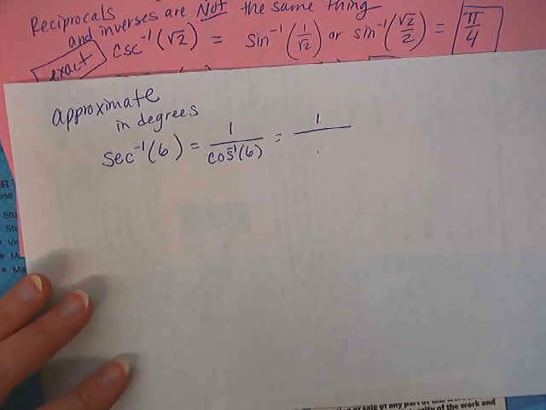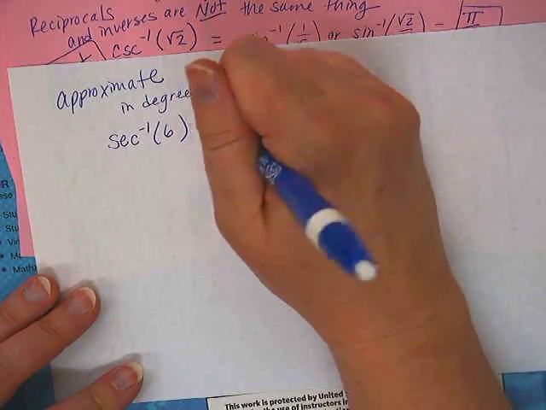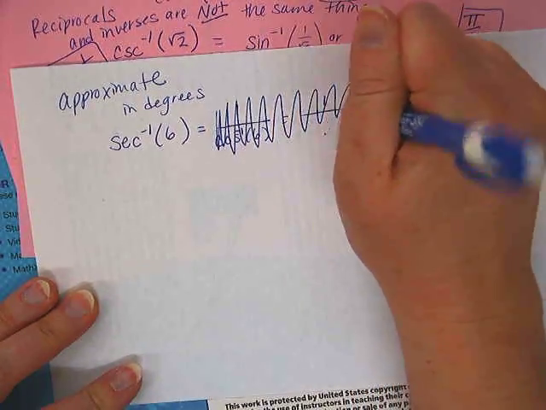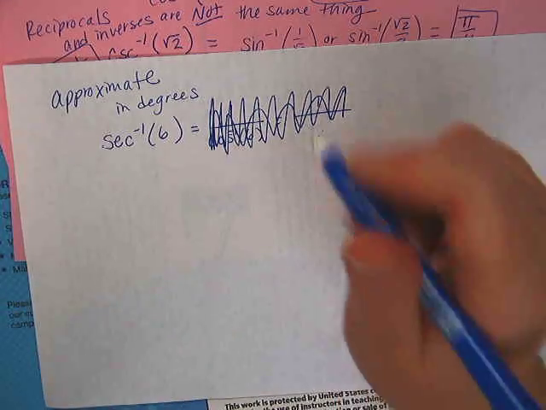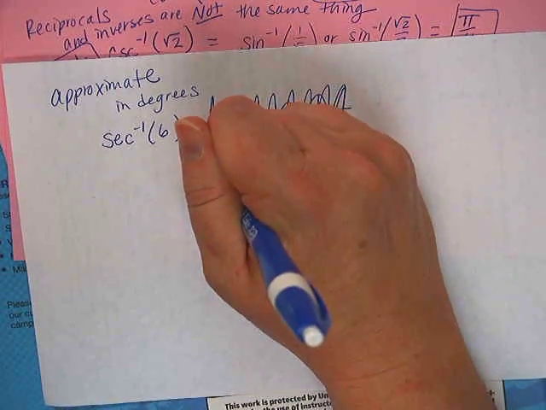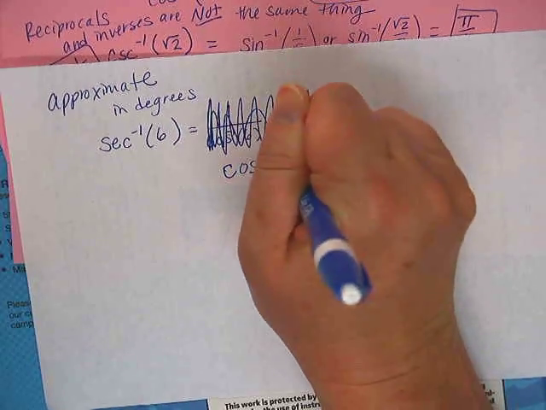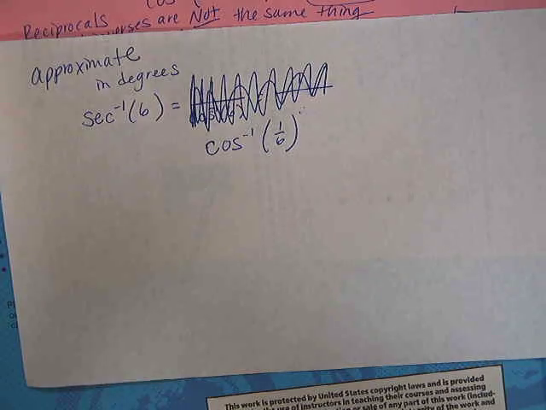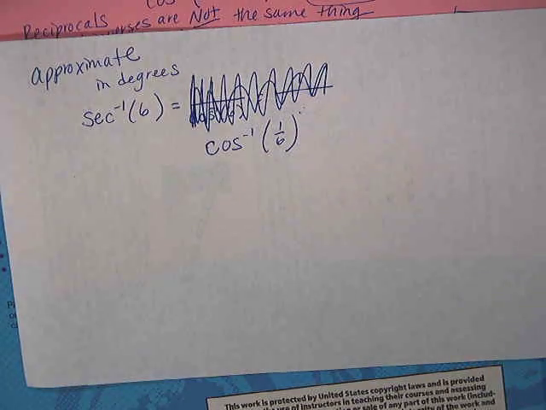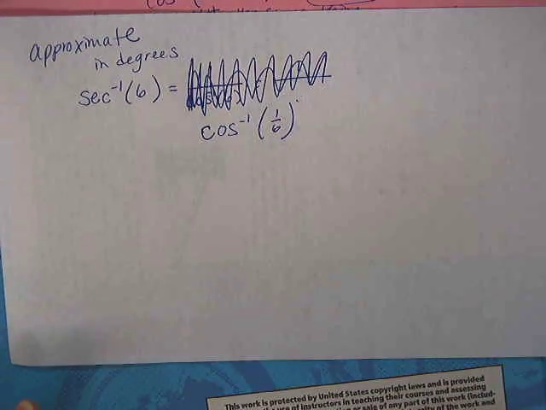Wait. Am I doing something wrong? Yes, you are. You're getting an error. I'm doing exactly what I'm trying to teach you not to do. It's cosine inverse of 1 over 6. Cosine inverse of 1 over 6. That's what you're supposed to do.